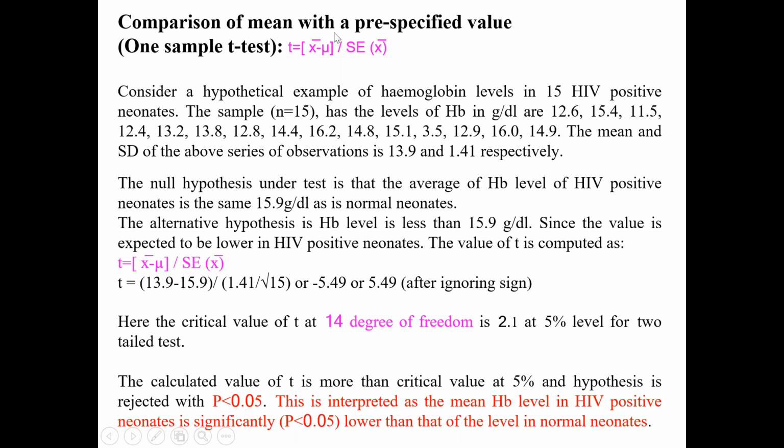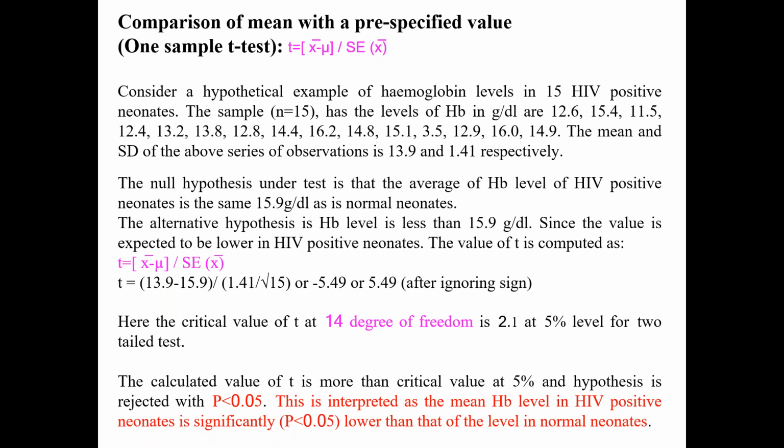So, comparison of a mean with a pre-specified value: one sample t-test. The pre-specified value is usually of the population. Now we try to calculate the t value, this small t. Please remember that this is not capital T. The t value equals, in brackets, the mean of this sample, that is x bar, minus the population mean, that is mu, the difference of the sample mean from the population mean, divided by the standard error of the mean of the sample.